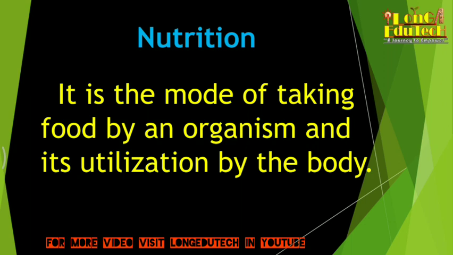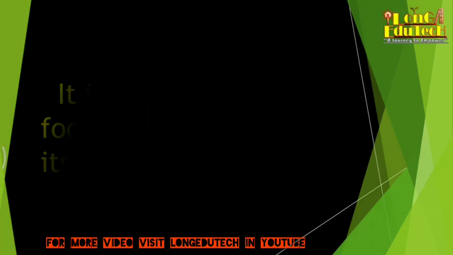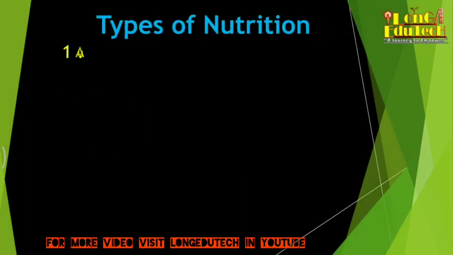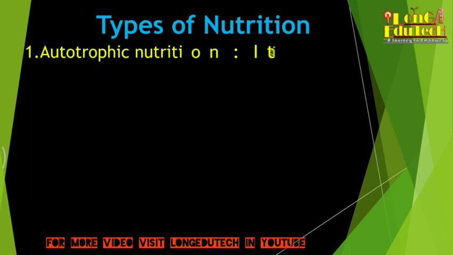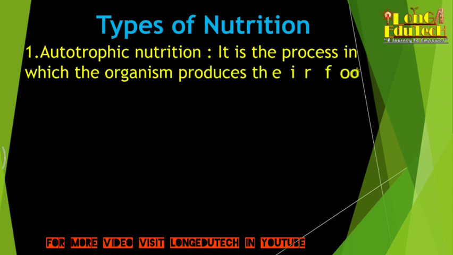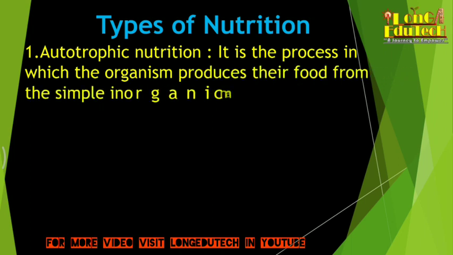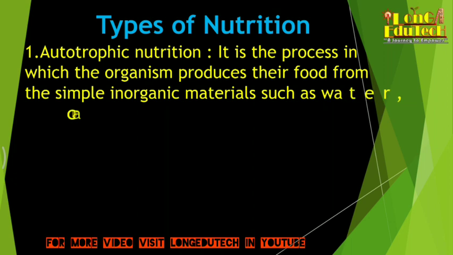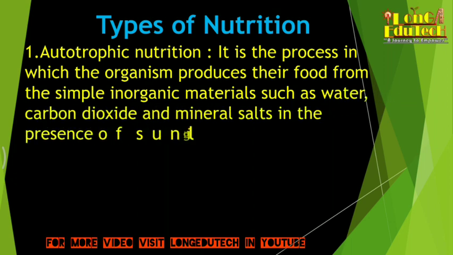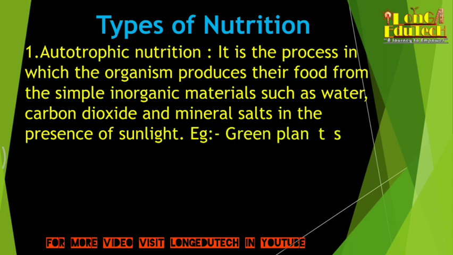Now we come to the types of nutrition. Nutrition can be divided into two types: autotrophic nutrition. It is the process in which organisms produce their food from simple inorganic materials such as water, carbon dioxide, and mineral salts in the presence of sunlight. That is done by green plants, and it comes under photosynthesis.